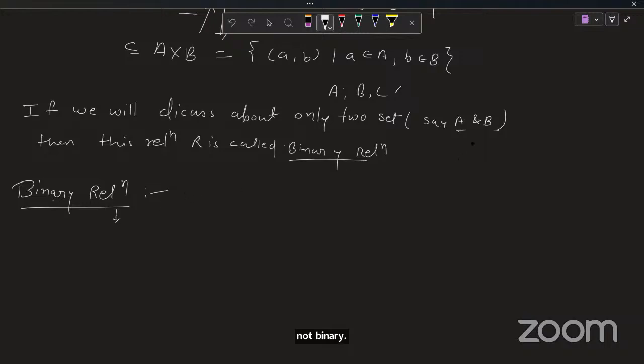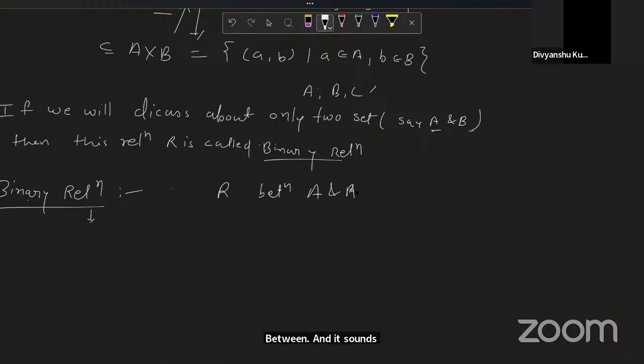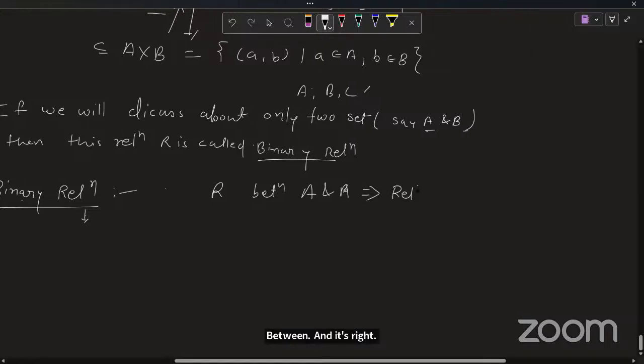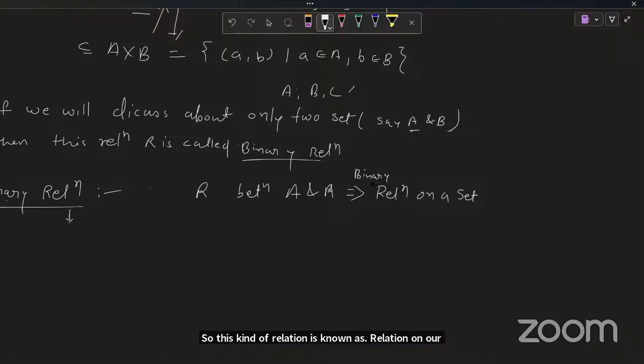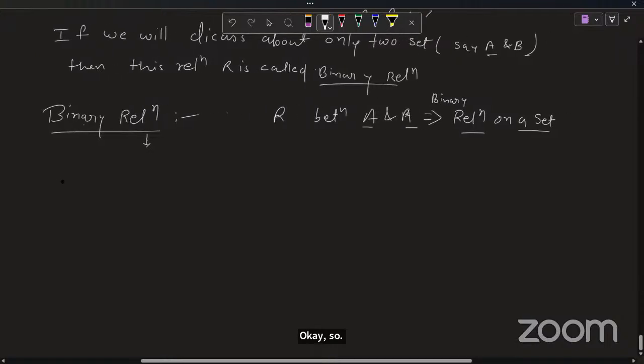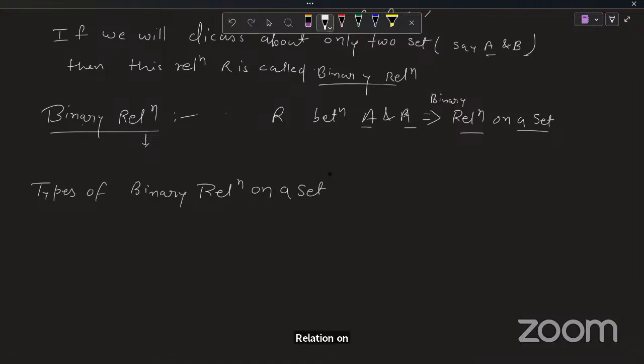Now, if I can define a relation between A and B, similarly, I can define a relation between A and A itself, right? So this kind of relation is known as a relation on a set, or binary relation on a set. Why? Because I am defining this relation on the same set. So if R is defined between A and A, it is known as a binary relation on a set. So we will discuss types of binary relation on a set. Any doubt up to this?